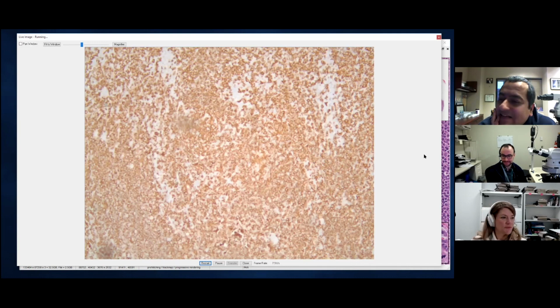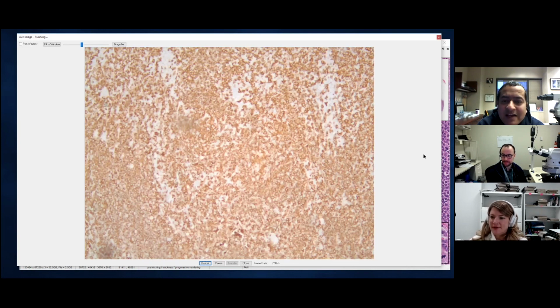So are you saying this case is a tough one, like it's not an obvious marginal zone? I think this is a nice case, but I didn't sign out this case. The top line was still a little bit favoring that, so it's always a little bit tough, particularly when you didn't have the flow to go with it, and with a person who has an autoimmune disease that may have a lot of reactive follicles.